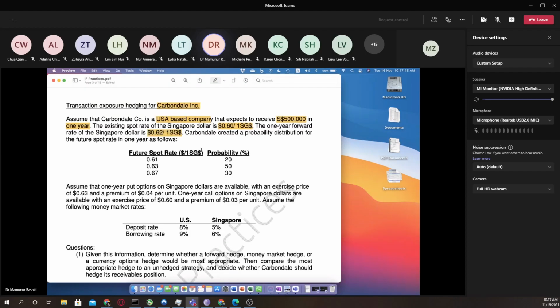Carbondale created a probability distribution for the future spot rate. So in the future, the spot rate for dollar to Singapore dollar is 0.61, 0.63, 0.67, and the probability is given for each of these. 20% probability that it would be 0.61 and 30% probability that it would be 0.67.